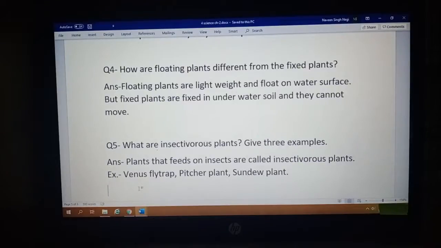Okay, so students, these were the question answers of this chapter. Now they are completed. It's your homework again to copy these question answers in your science notebook, or you can take out a printout of these question answers, whichever you find the easier option. Either you can write or you can take out a printout, and then you have to learn these question answers.